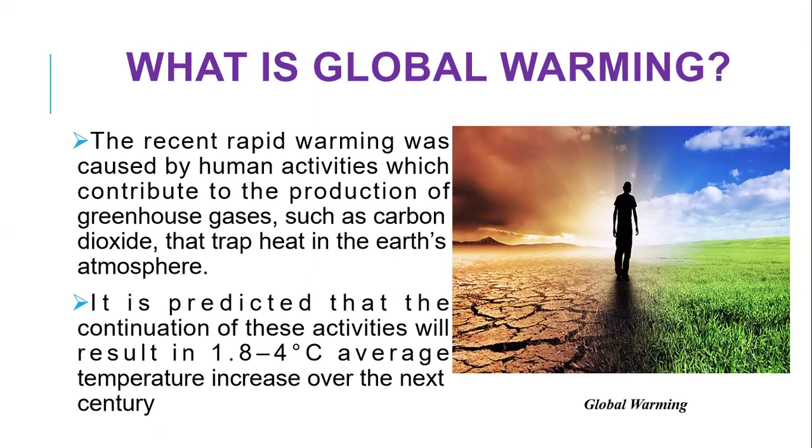Greenhouse gases such as carbon dioxide trap heat in the Earth's atmosphere. The trapped heat is what causes the increase in the Earth's average temperature. It is predicted that the continuation of these economic or human activities will result in a 1.8 to 4 degrees average temperature increase over the next century.